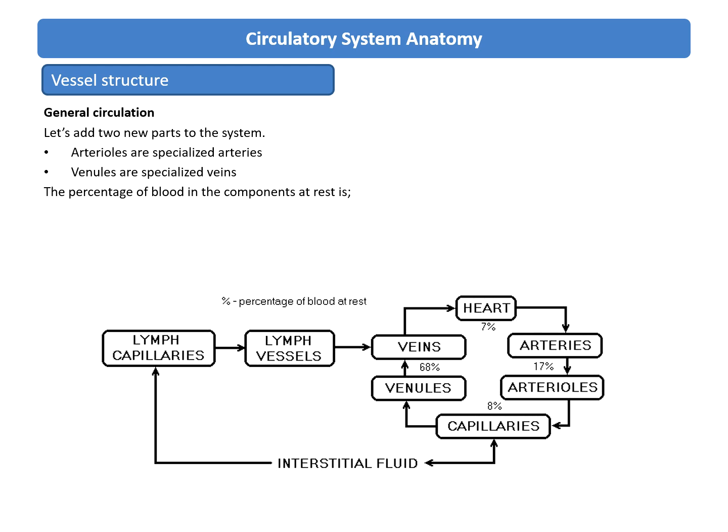Notice the percentages given. The percentage of blood in the different components at rest: 7% of the blood is in the heart, roughly 17% in the arteries, including the arterioles, 68% is found in the veins and the venules, and about 8% in the capillaries. Notice the huge amount of blood in the veins, something like 2/3 of the total blood supply. So the veins, in a way, act as a reservoir of blood.